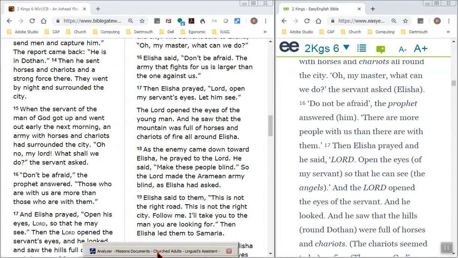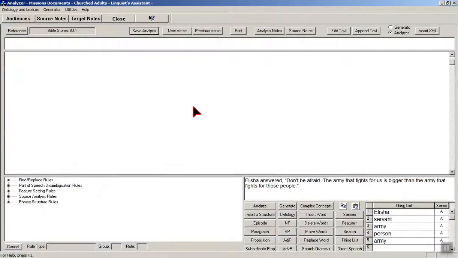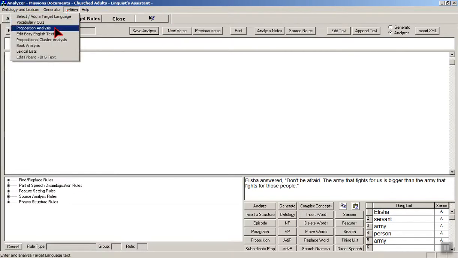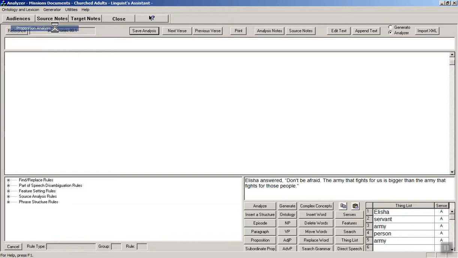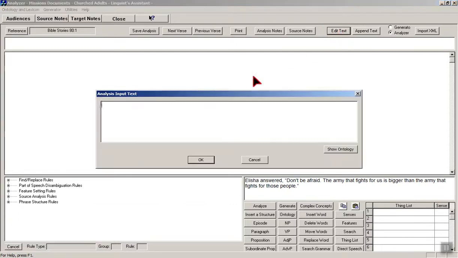So let's go to our program, the Bible Translator's Assistant, and I'm in the Utilities Proposition Analysis. That's where we analyze, we convert our English-based semantic representation to what we call the phase 2. So now I'm going to click on Edit Text, which is a button over here on the right, and I'm going to start to write this sentence.